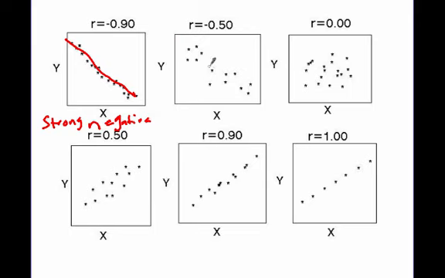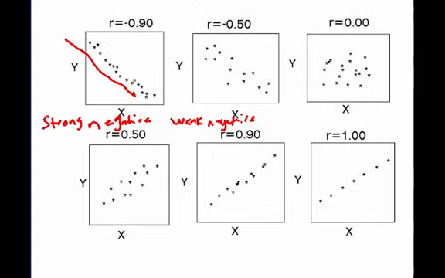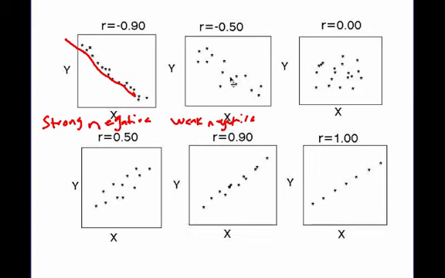Now, if we look here, these are also negative, but they're not very close to a straight line, so we're going to say that these have a weak negative correlation. They slope down, but they're not very close to forming a straight line. The points aren't very close together, so we're not going to say that these have a very strong correlation at all.